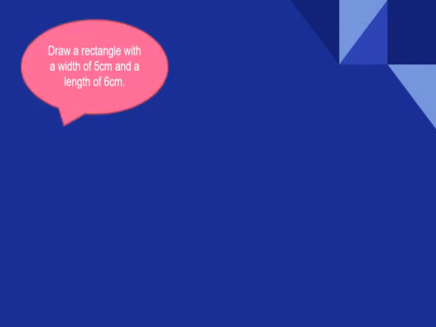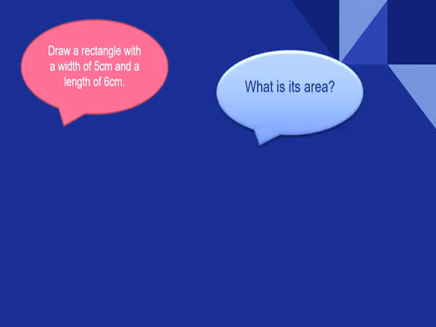So the first thing I'd like you to do on your whiteboard or paper is draw a rectangle with a width of 5 centimetres and a length of 6 centimetres. When you've done that, I'd like you to write the area of that rectangle. Remember in your learning from yesterday, the area of a rectangle is length times width. So draw that rectangle as described on the screen and work out the area. Okay, you can pause to do that.